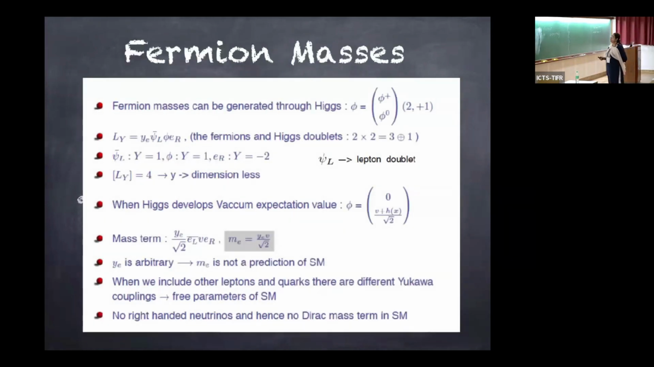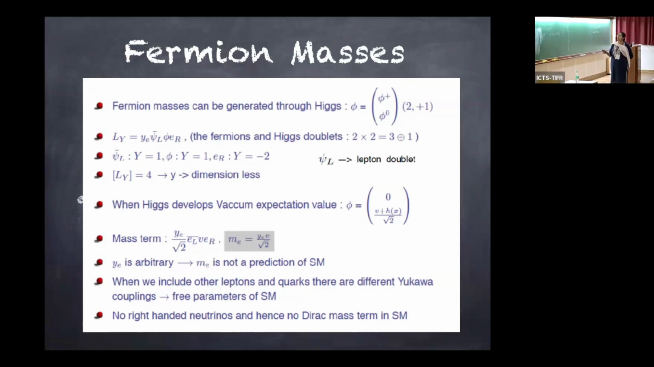Now the question is, how do we generate the fermion mass in the standard model, and why are neutrinos massless? In the standard model, we have a Higgs doublet, which is phi plus and phi 0. Again, I have this 2 and 1, because my Q is equal to, so this is the doublet, T3 is half, minus half.